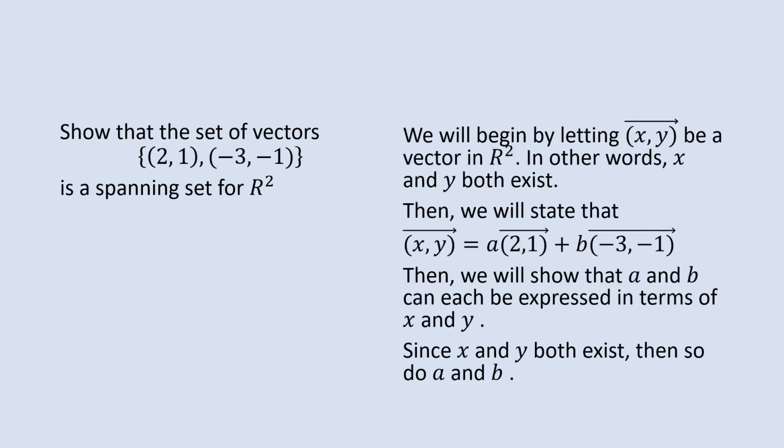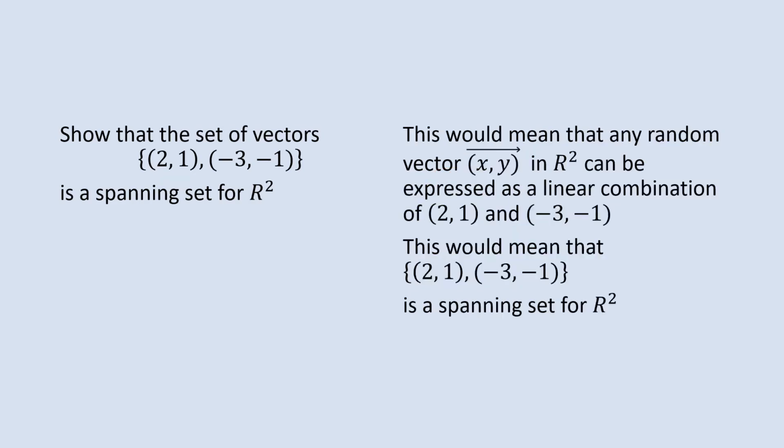Well, we'll begin by letting (x, y) be a vector in R2. In other words, we're saying the x and y are numbers that exist. Then we're going to state that (x, y) is equal to a times (2, 1) plus b times (-3, -1). And we'll show that a and b can each be expressed in terms of x and y. And since x and y both exist, then a and b will also both exist, and we will have made a valid statement. So let's get to work.